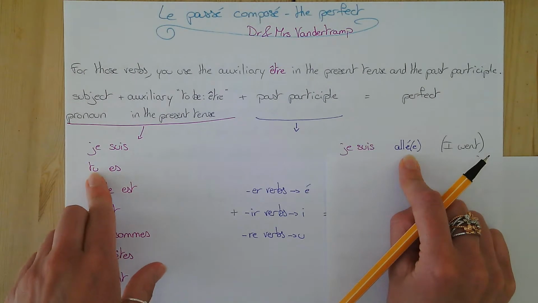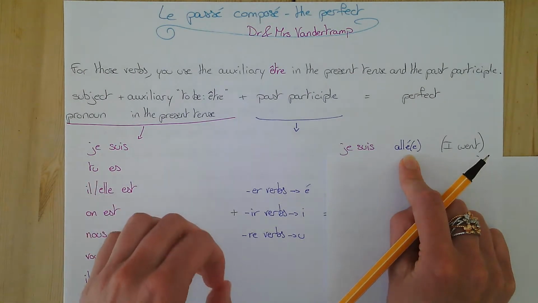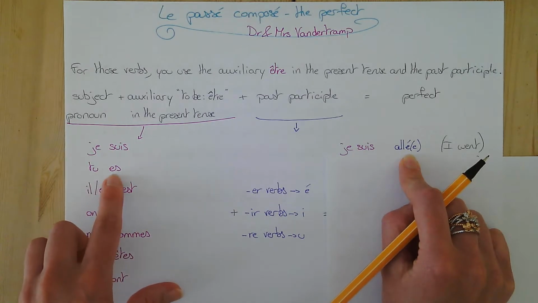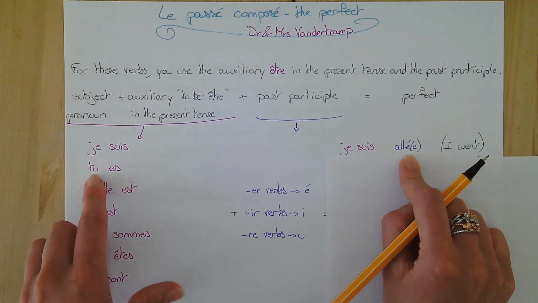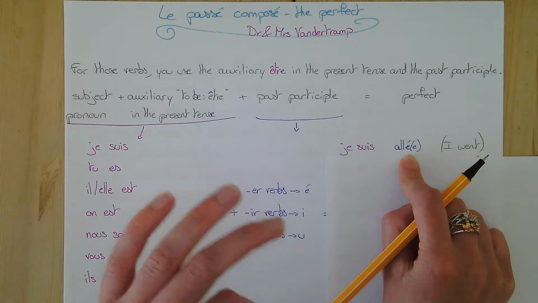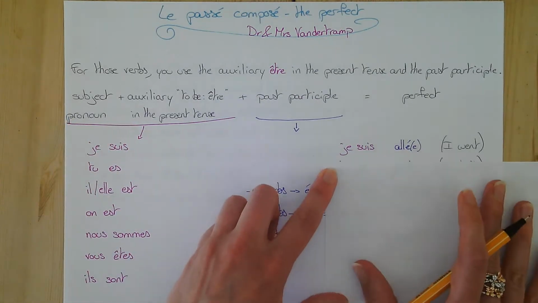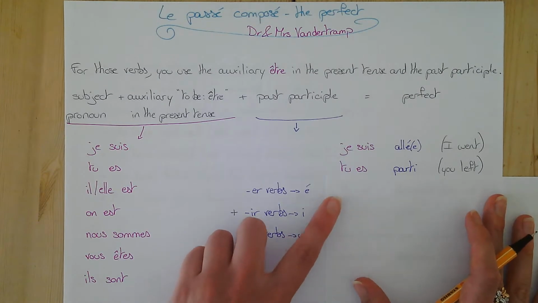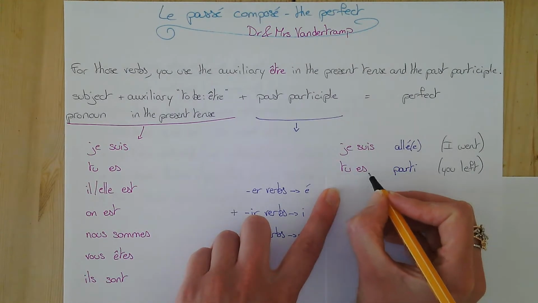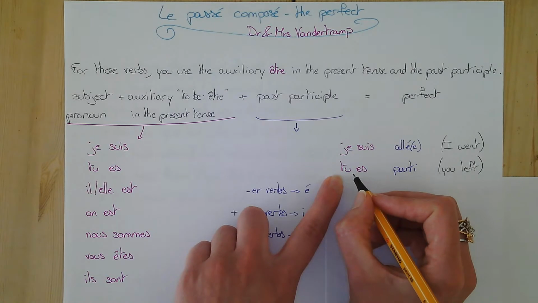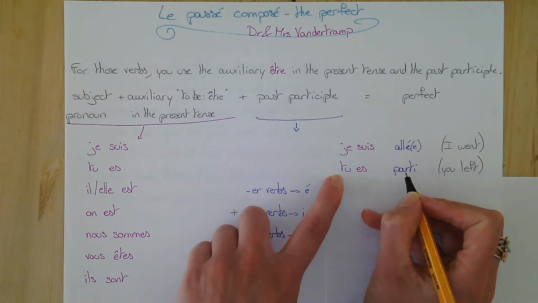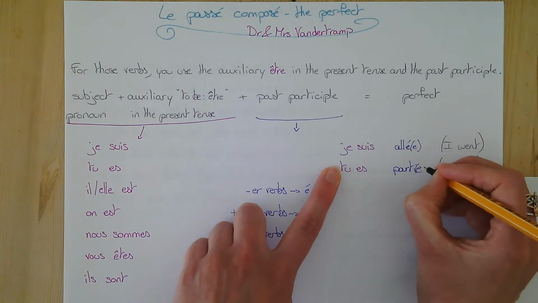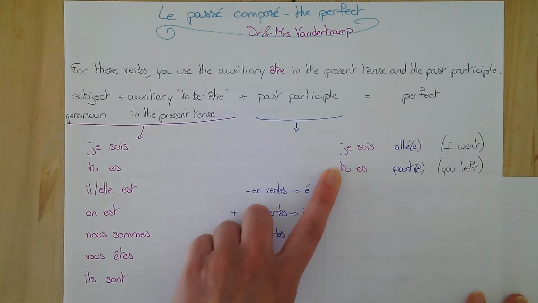If I want to say you have left, to leave is partir, which is an IR verb. So I will literally say you are left, which sounds completely wrong now, but if I take off that IR and put an I instead to say you left, that will give tu es parti. Now, once again, if you're talking to a boy, you leave it like that, but if you're talking to a girl, you will need to put an E here. For now, I put it between brackets.